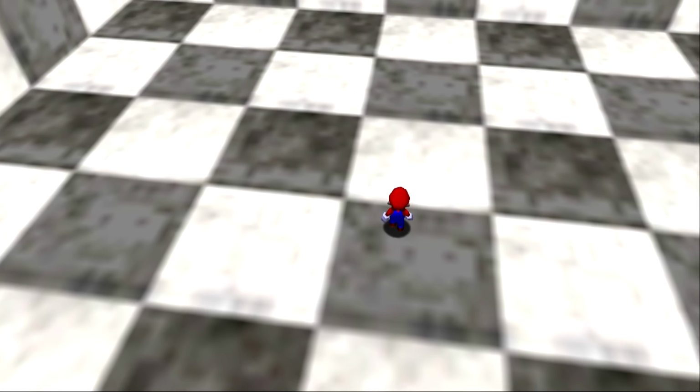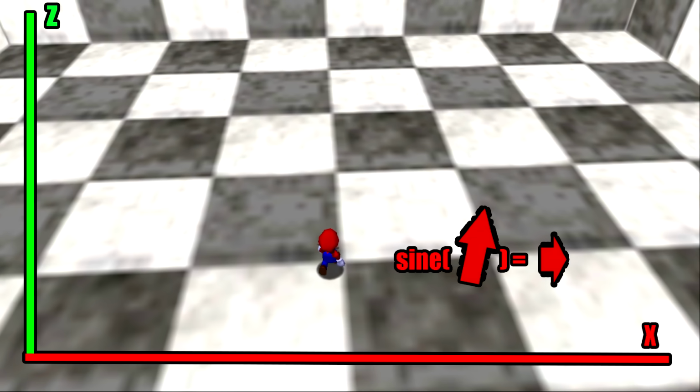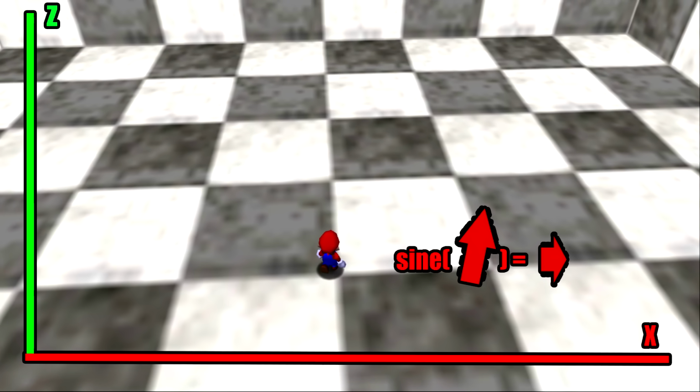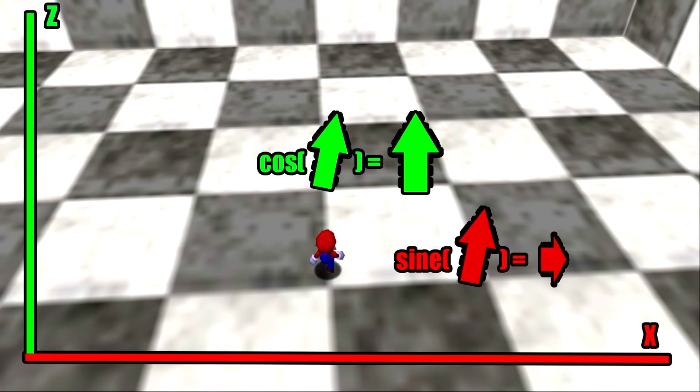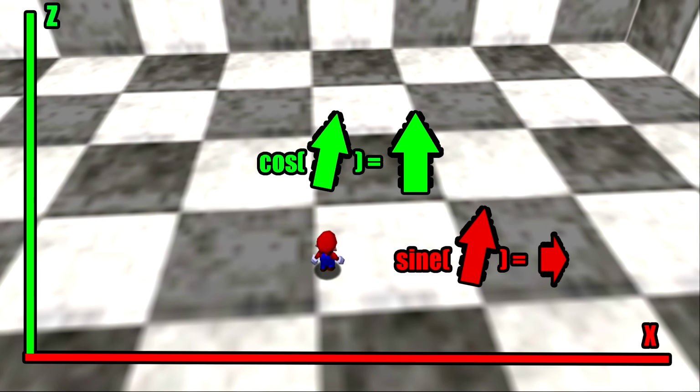To move the character, we change its x position by multiplying the sine of the face angle with the forward velocity, while simultaneously we change its z position by multiplying the cosine of the face angle with its forward velocity.